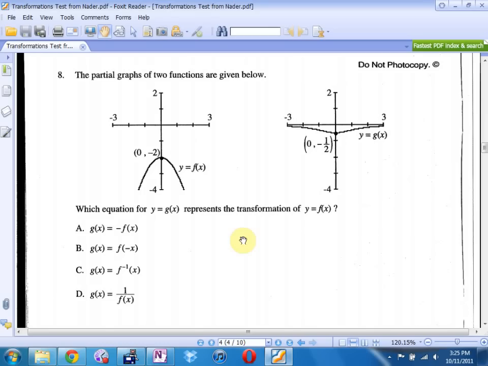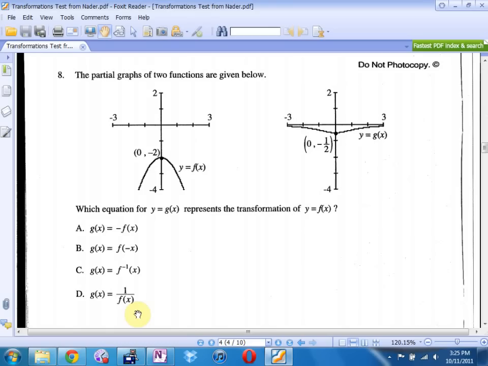Let's see. Here we're getting bigger. What are we doing here? Getting closer to 0? Yeah, I think this is reciprocal. I think g of x is the reciprocal of the original. Is that okay? Or did I lose you? Did I lose you? Good. Okay, at least I'm learning to read your guys' body language. I'm having a tough time reading my classes this year.